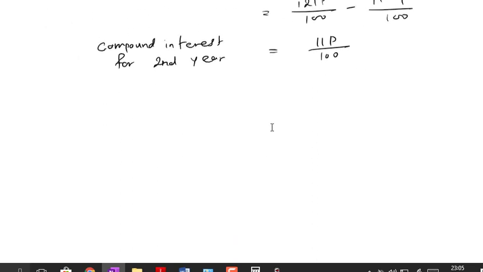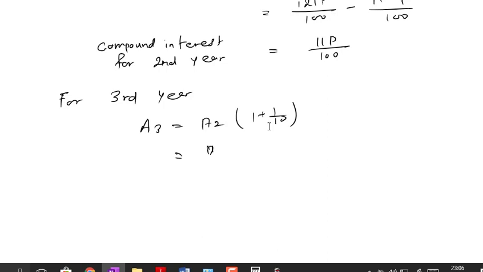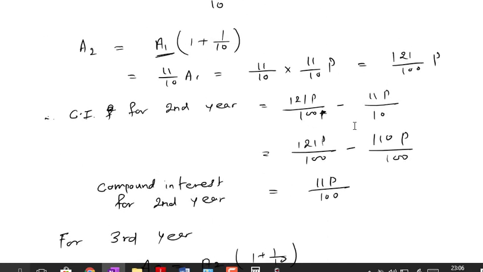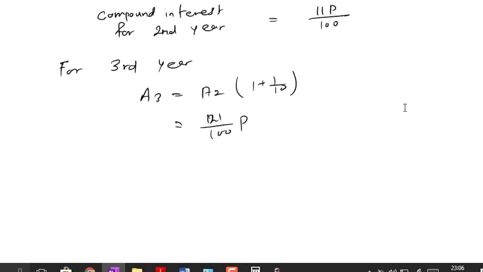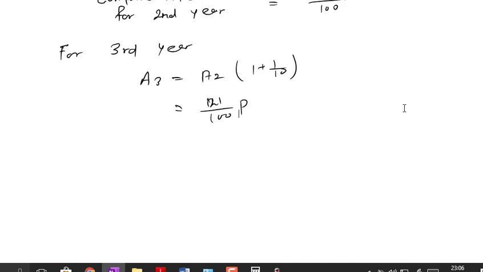Now for third year, our amount A3 will be equal to A2 into 1 plus 1 upon 10. The value of A2 we have calculated is 121 upon 100 p. Inside the bracket we have 11 upon 10.